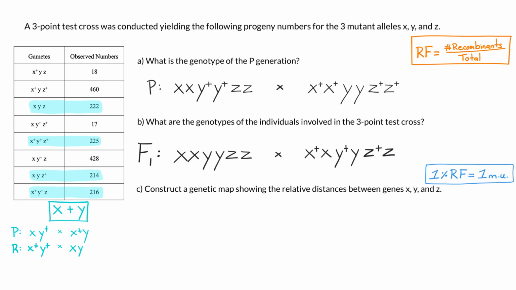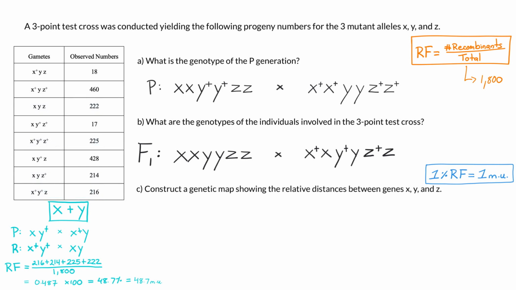Remember that the recombination frequency is the number of recombinants divided by the total number of progeny, and here the total number of progeny is 1,800. With this in mind, we simply add all the progeny numbers for the recombinant genotypes and divide by 1,800 to get 0.487. Now we can then multiply this by 100 to get a recombination frequency of 48.7%. And remember that we can directly translate this into map units, so genes X and Y are 48.7 map units apart.